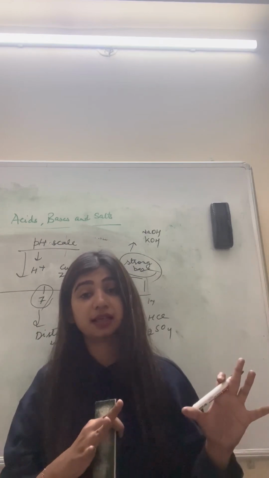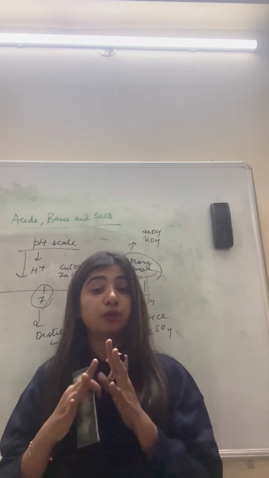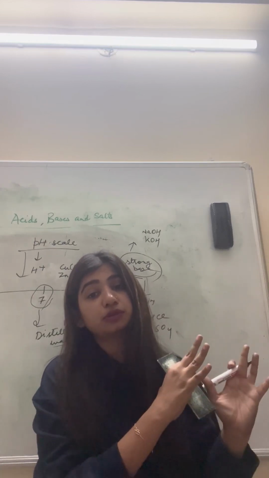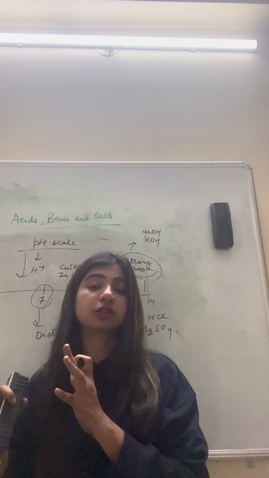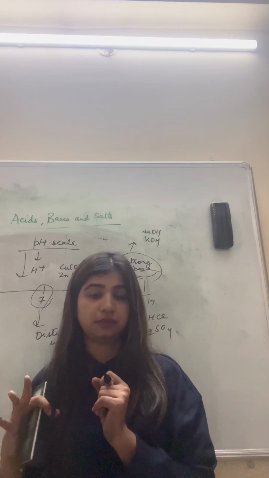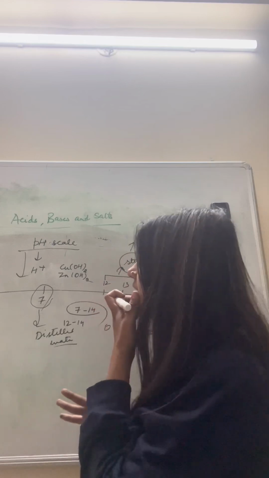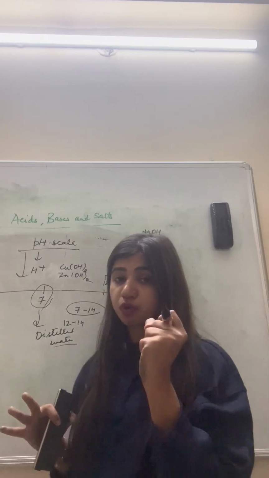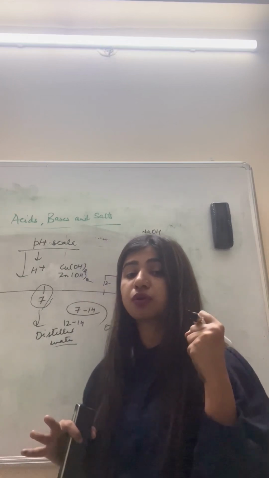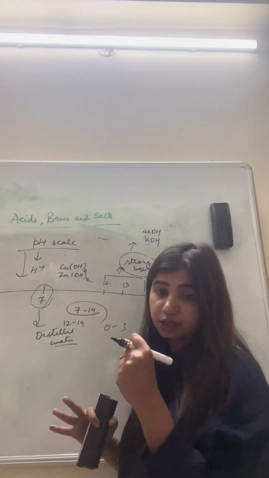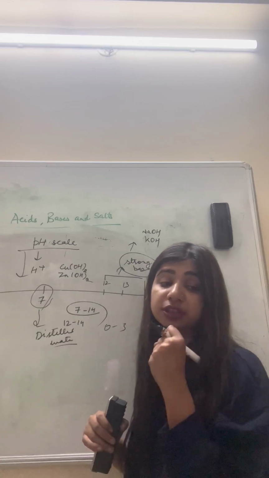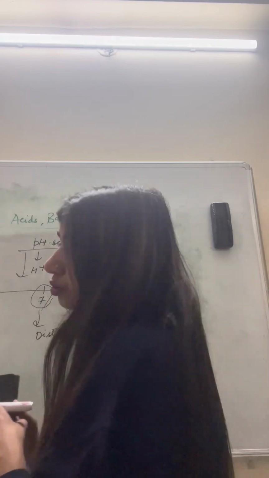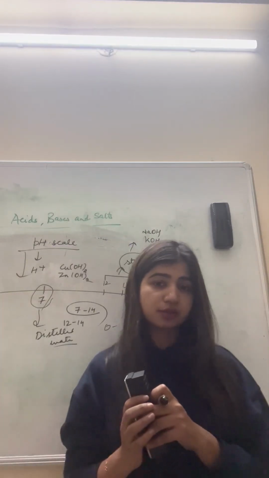So this pH scale is telling us about the strength of any solution, how much strong the solution is acidic or how much strong the solution is basic. It is measuring the concentration of hydrogen ion. So this was all about acids, bases and salts.